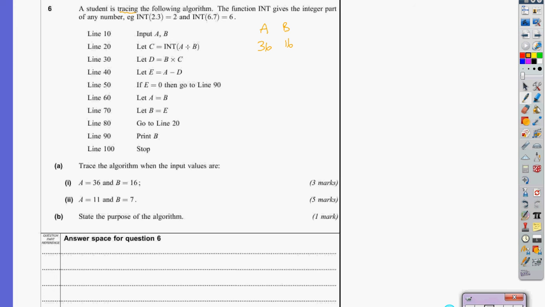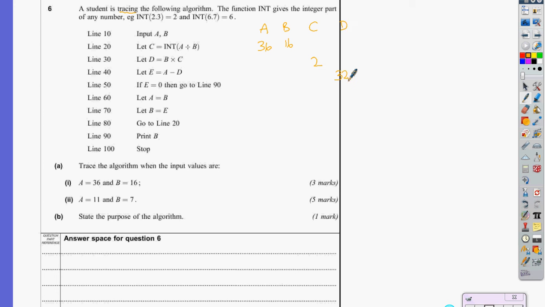Right, got my calculator. So we've got 36 divided by 16 gives me an answer of 2.25. But it doesn't want 2.25, it wants the integer of 2.25. So C, and I'm going to put it on another line, is 2. Then it says, let D be B times C. Well, my B was 16 and my C is 2, so my D is going to be 32.